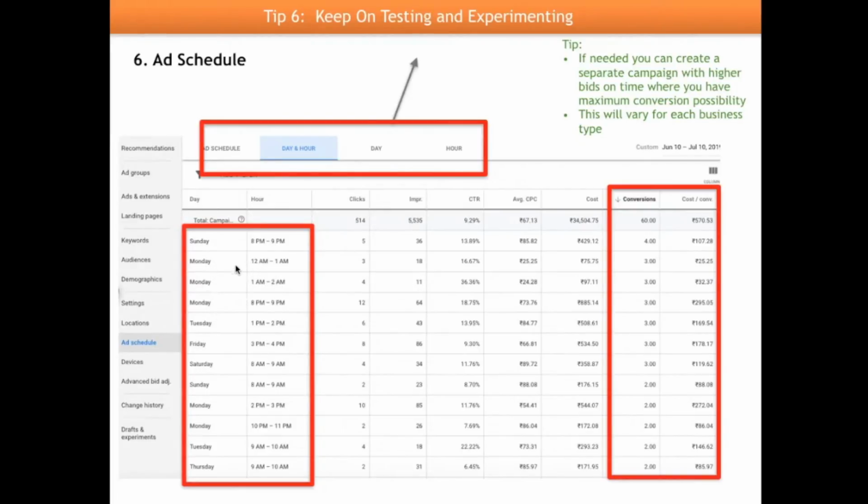So I can manage my bids for certain days or hours, or I can create specific campaigns for Mondays and Tuesdays and pause them for the other days. So you can go as deep down as possible. If needed, you can create a separate campaign with higher bids on the times and days where you have maximum conversion possibility. This will vary for each business type. It depends from business to business and account to account.